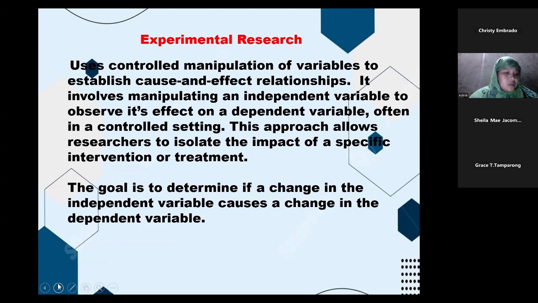So the primary use of experimental research is to identify causal relationships in a controlled setting. This approach allows researchers to isolate the impact of a specific intervention or treatment by manipulating the independent variable and observing changes in the dependent variables.